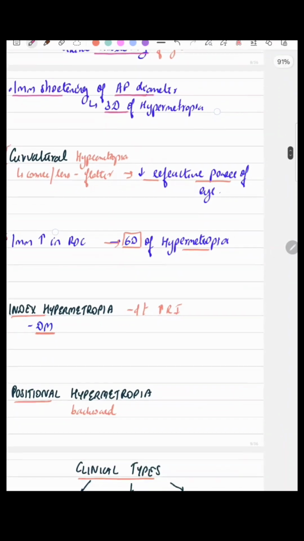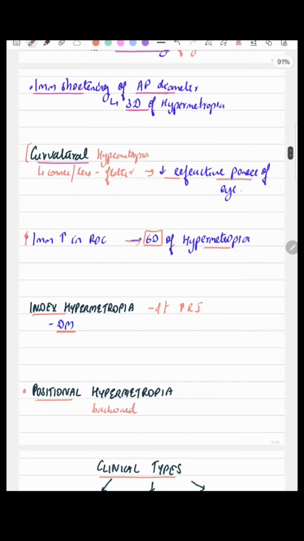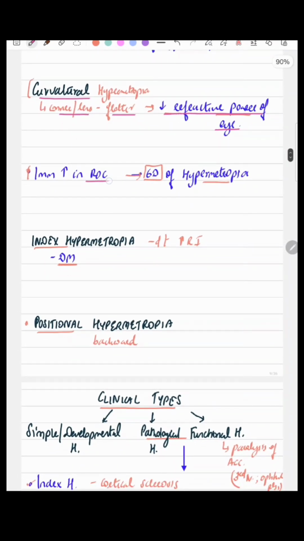Next, coming to curvatural hypermetropia. Here the curvature of the cornea or lens is flatter than normal, resulting in decreased refractive power of the eye. A 1 mm increase in radius of curvature will result in 6 diopters of hypermetropia.